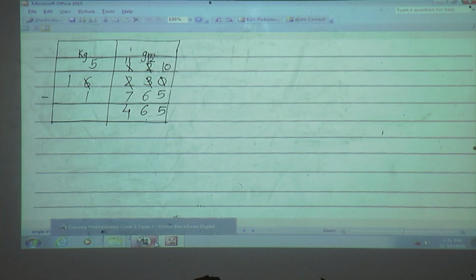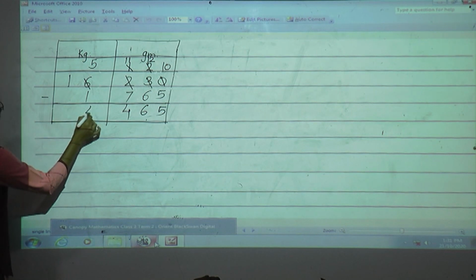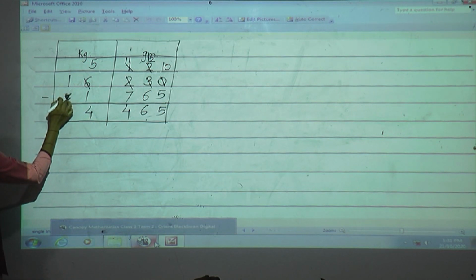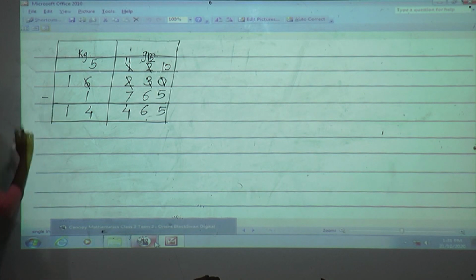5 minus 1, 4. And here only 1 is there. So 1 minus 0, 1. Okay. So what is the weight of the water in the bucket? Yes, the weight of the water in the bucket is 14 kg 465 gram. This is the weight of the water only. Understood? Okay.